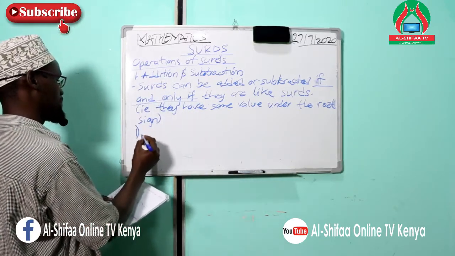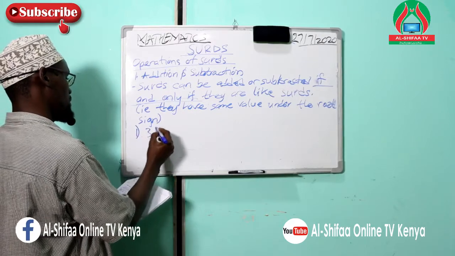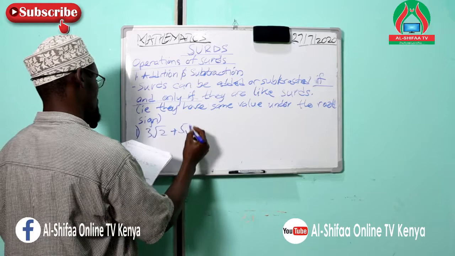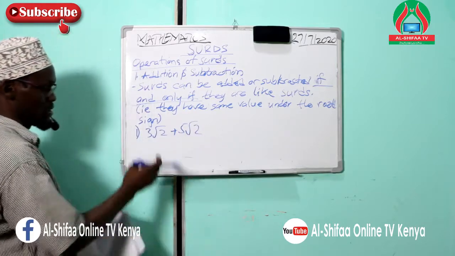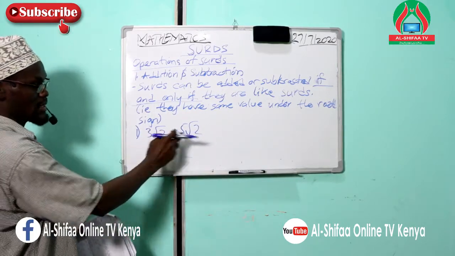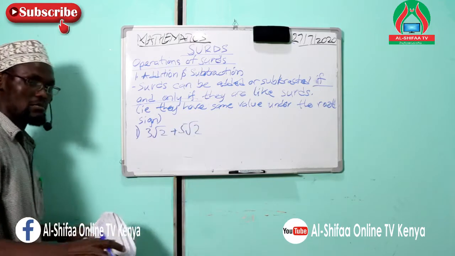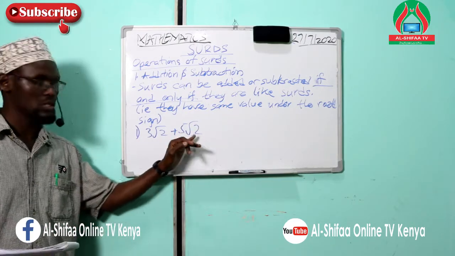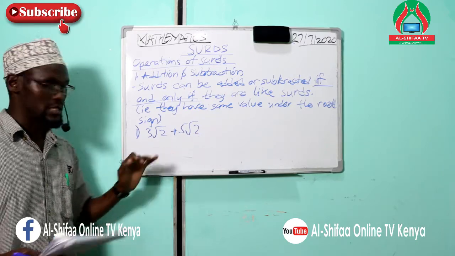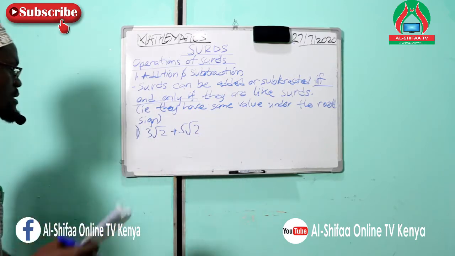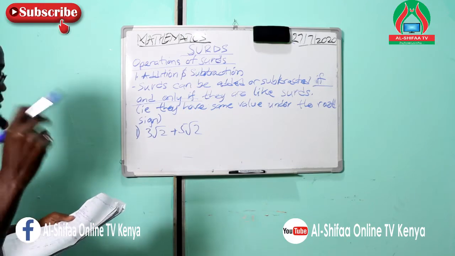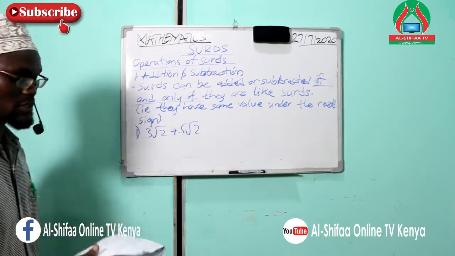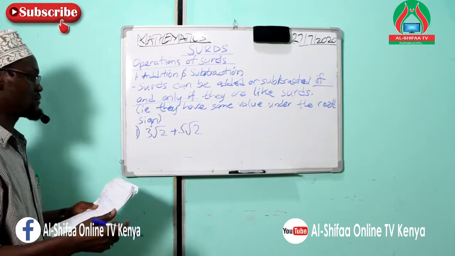we have 3 root 2 plus 5 root 2. You can see those numbers under the root are the same, have the same value. We have 2 under the root and 2 under the root. So it means the value of the number under the root is the same. So there, our condition for addition and subtraction of surds has been catered for.